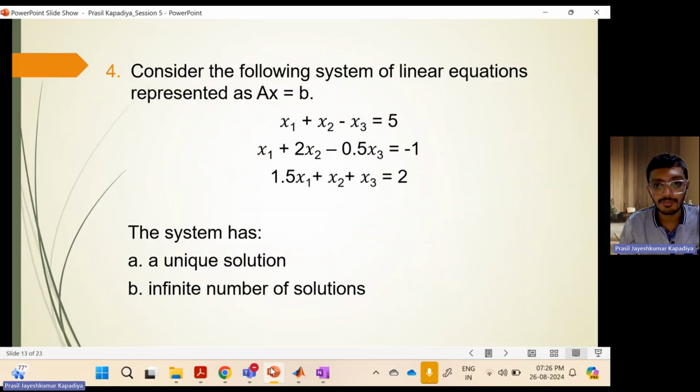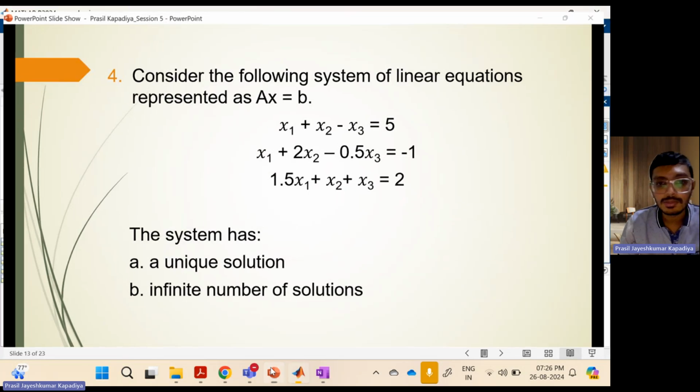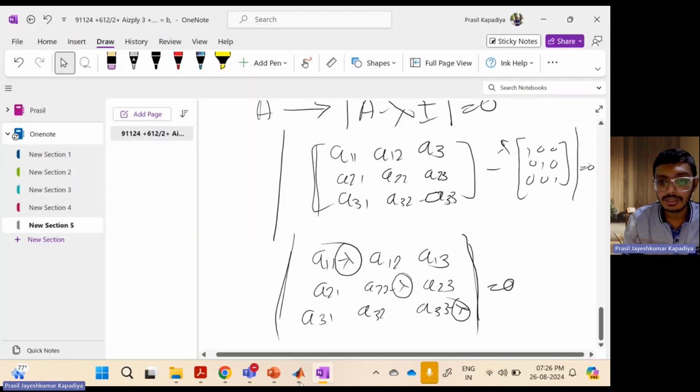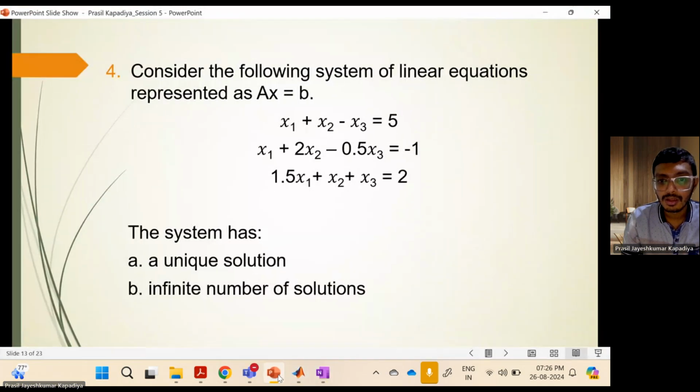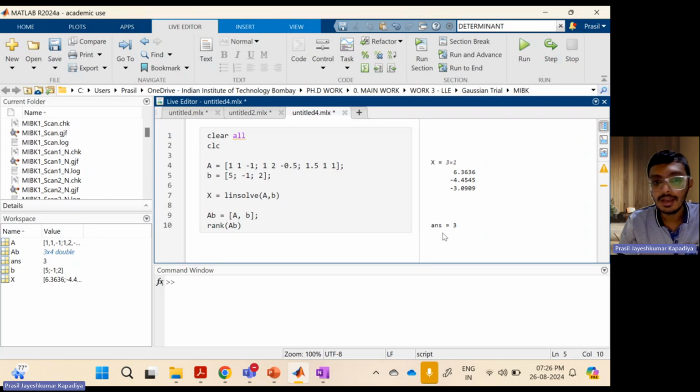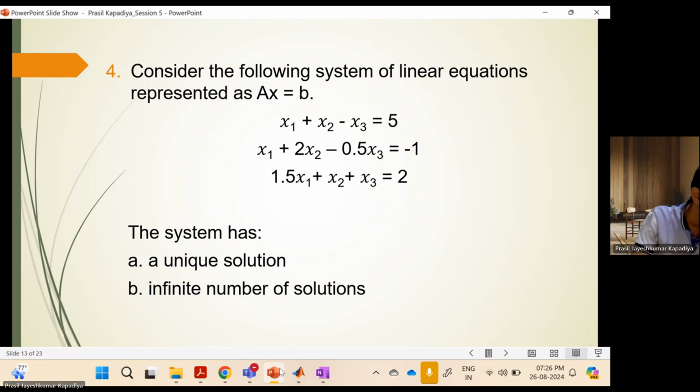But let's say for this problem, our second equation is 1, 2, minus 0.5, and this coefficient is minus 1. Let's see what the rank is. We should get rank 3, and the number of equations is 3. So the system will have a unique solution, not infinite. Okay, so this is how we can do this.